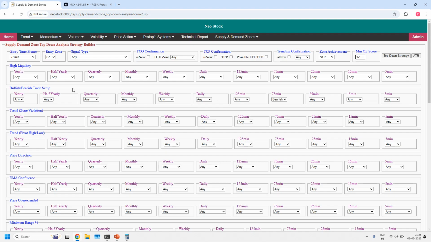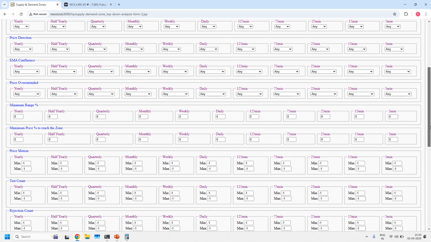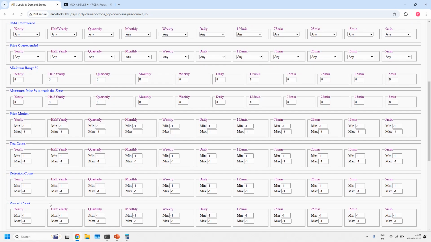What is the third filter? Third filter is our 75 minute supply zone should not be pierced zone. So let's go to the pierced count property. See here we have a pierced count. So at which time frame? 75 minutes supply zone. The minimum value should be 0, maximum value 0. What does it mean? It means the pierced count should be 0. Pierced count 0 means the zone is not pierced. If zone is pierced, the count will increase. So that's why we are saying the pierced count value zero.